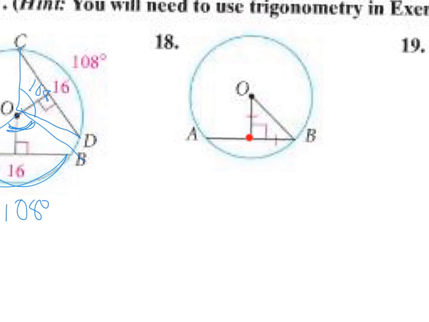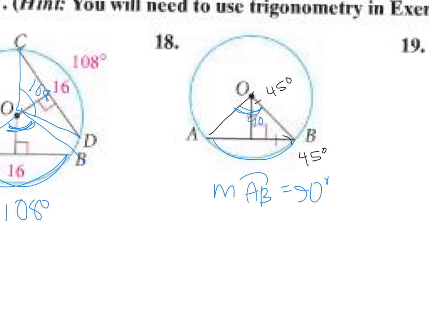And then 18, this is an isosceles right triangle. So these two angles have to be 45 degrees. So if I extend this, this angle is 90. Therefore, the measure of arc AB is 90 degrees as well.